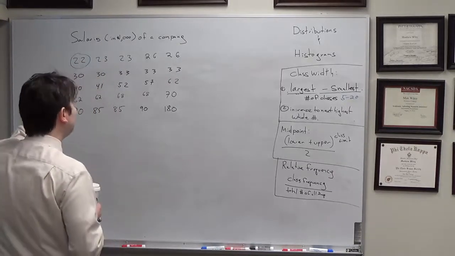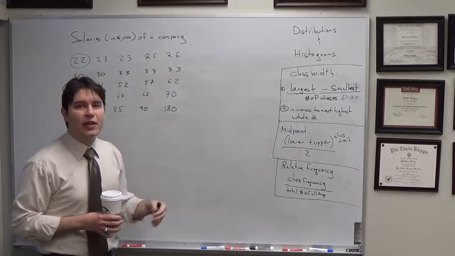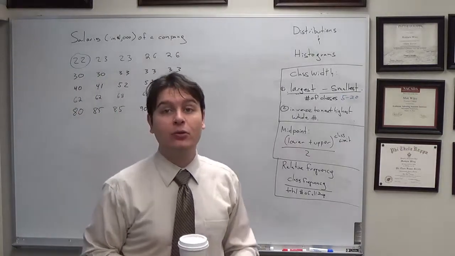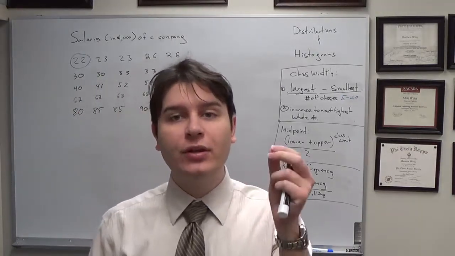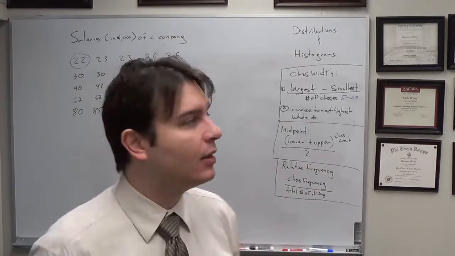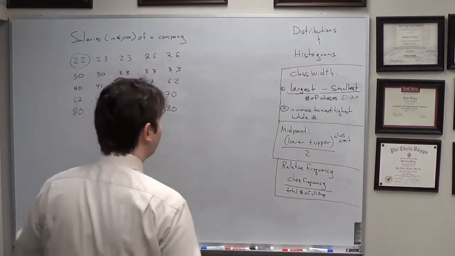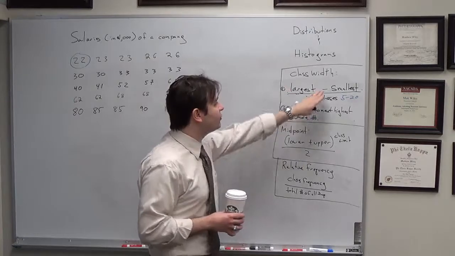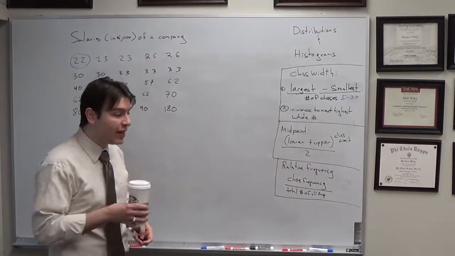So when you're organizing your numbers into categories, just like when you do last name and use alphabetical order, you have to make sure that every number has a place to go. The way we're going to do that is with class width. We're going to take our largest number, subtract the smallest, and divide by the number of classes we want.